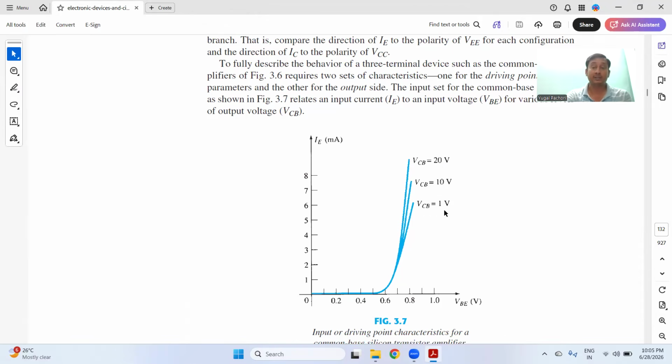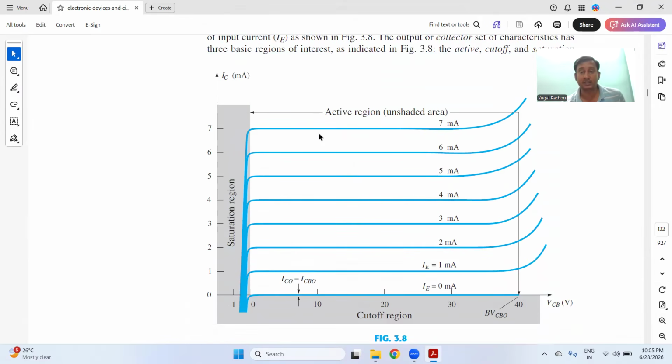So you can understand this characteristic is drawn between the input voltage and input current, keeping the output voltage constant. That's why it is called the input characteristics. Likewise, you can understand the output characteristics. This is the output voltage and this is the output current, keeping the input current constant. And what is the input current? It is called IE. And you can compare this with the previous diagram as well. So here the output voltage and output current, keeping the input current constant.